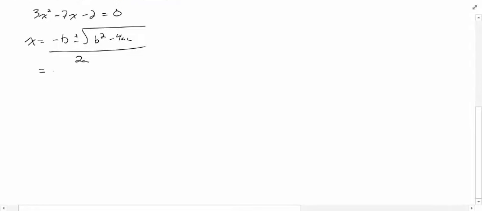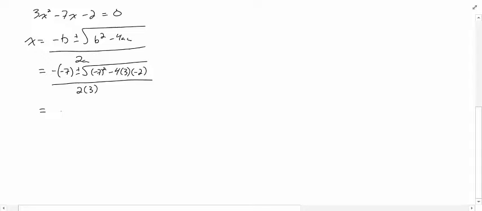So our b value is negative 7, so negative b would be negative 7 plus or minus the square root of b squared, that would be negative 7 squared, minus 4 times our a is 3 and our c is minus 2, all over 2a, so that would be 2 times 3.